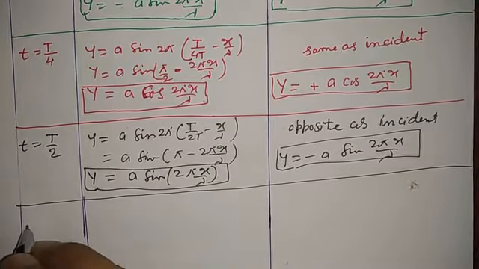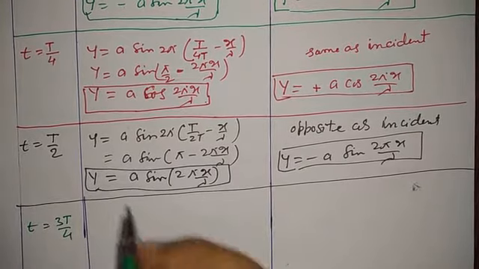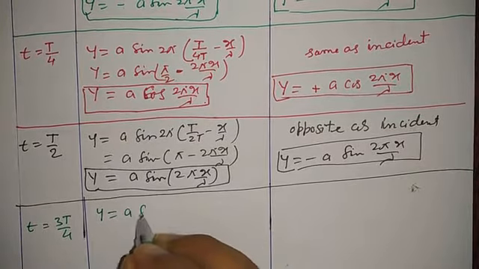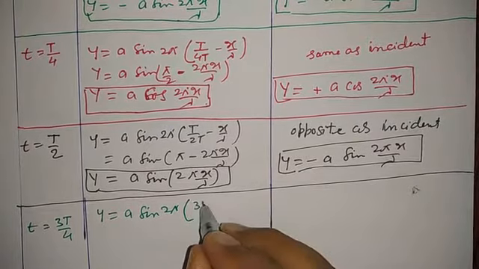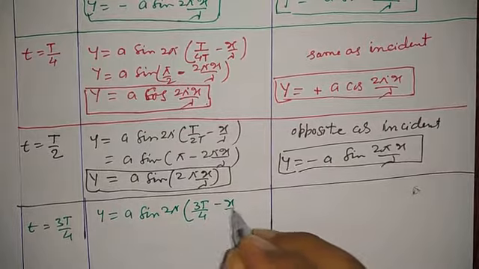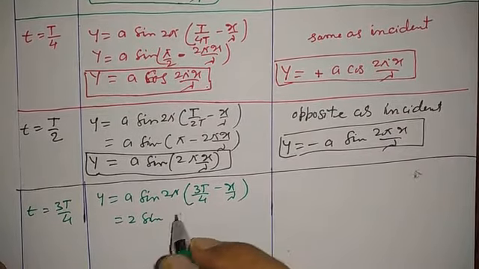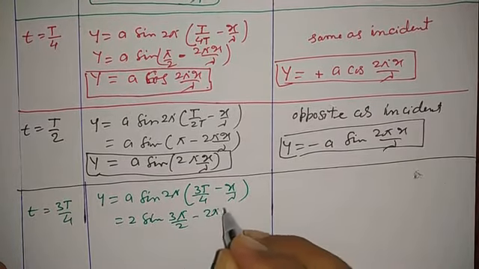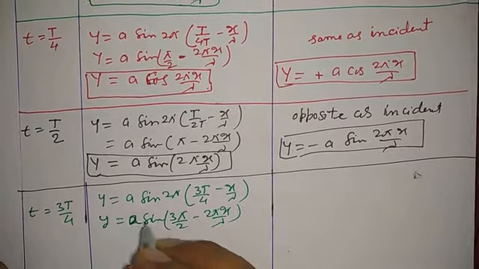Now take when time is equal to 3T by 4. See the equation of incident wave, how it is generally formed. y is equal to a sine 2 pi (3T by 4T minus x by lambda). So it becomes a sine (3 pi by 2 minus 2 pi x by lambda).